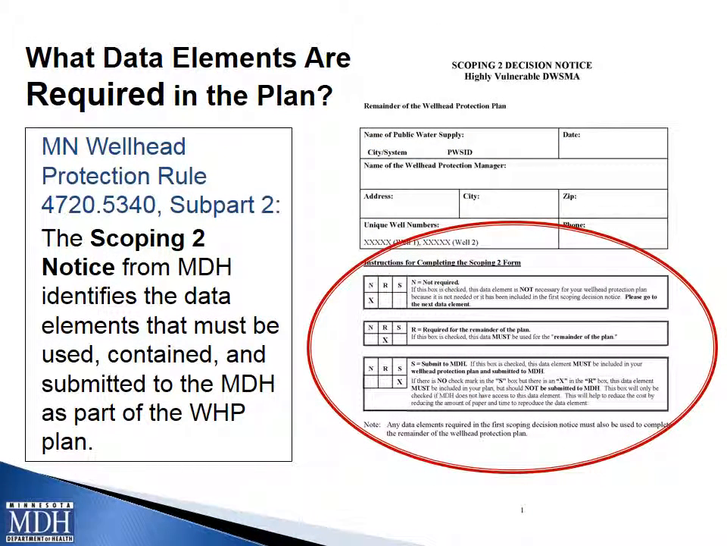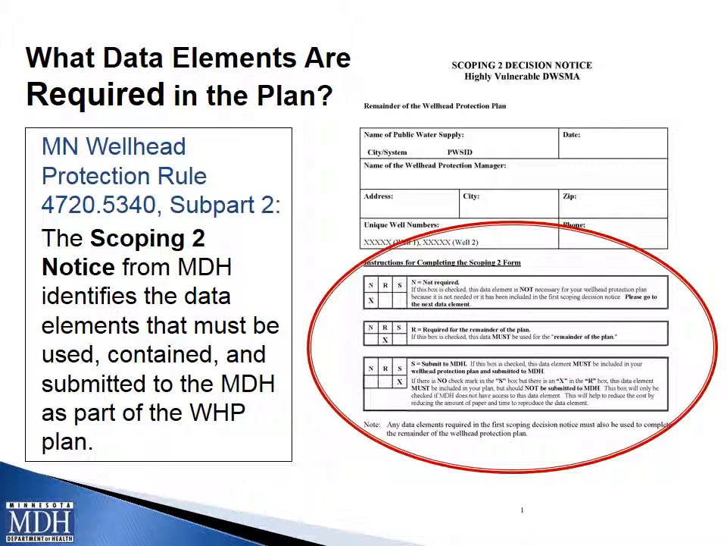The MDH, as a regulating agency, is required by the Minnesota Wellhead Protection Rule to hold an official meeting where the data elements for the Part 2 are identified. You may know this as a Scoping 2 meeting. During this meeting, the MDH planner will provide and review the Scoping 2 decision notice as one of the major talking points of the meeting. While the Scoping 2 notice is only in draft form at this meeting, the official copy is mailed to the public water supply system within 30 days of the meeting.